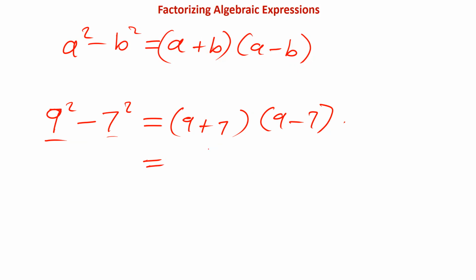Then 9 plus 7 will give you 16. You're multiplying 16 by 9 minus 7, which is 2. So this is simply going to give you 32 as the solution. It's as simple as this. This is what is called the difference of two squares.